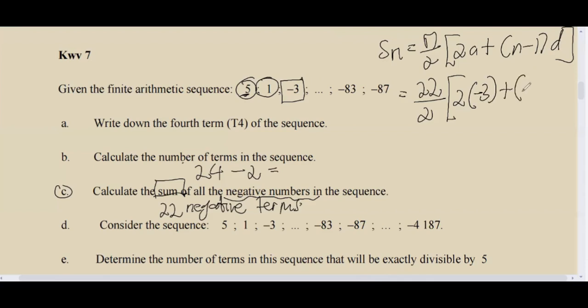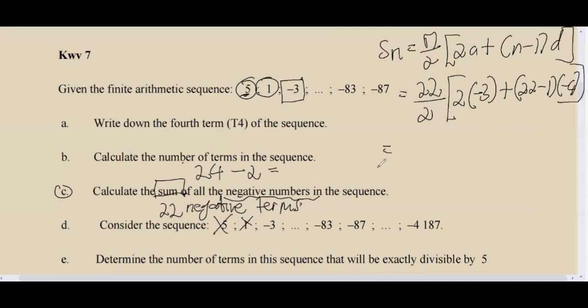Then plus 22 minus 1. Then what is our d? Our d doesn't change because we did not change the pattern, we only dealt away with 5 and 1. So our common difference is still the same. It's -4, right? So let's close all this.